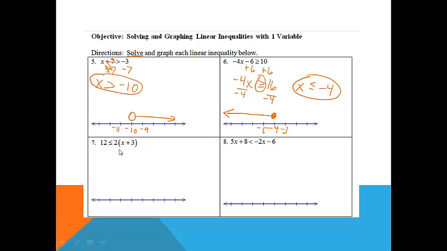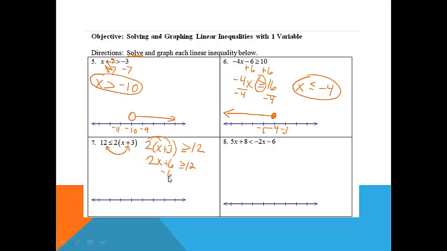All right, next one, we again want to solve 12 is less than or equal to 2 times the quantity x plus 3. The first thing that I'm going to do is actually do a little switcheroo here. So I'm going to make that 2 times the quantity x plus 3 is greater than or equal to 12. If you do a switcheroo, we do need to change the way the sign's going. Now I'm ready to solve this. I'm going to distribute the 2. So I'll get 2x plus 6 is greater than or equal to 12.